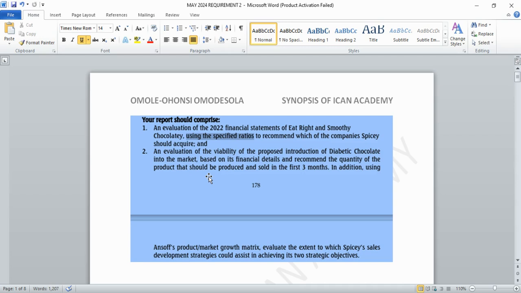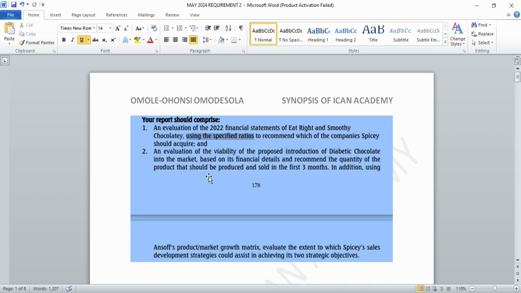So what are they saying here? Basically, Spicy Confectionery Limited wants to introduce a new product, the diabetic chocolate, the chocolate for diabetic patients. They gave us some financial information, and we should evaluate that information and tell them how much we should produce. How many boxes of that diabetic chocolate should we produce and sell in the first 3 months of it being introduced into the market?